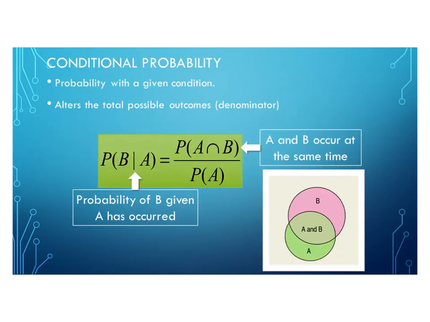Okay, so conditional probability. This is a probability with a given condition. Usually what happens is it alters the total possible outcomes in our denominator. So this is what it looks like, probably on your formula sheet would be my guess. So the probability of B slash A, meaning the probability of B given that A has already happened, is going to equal the probability of A and B over the probability that A has already happened.